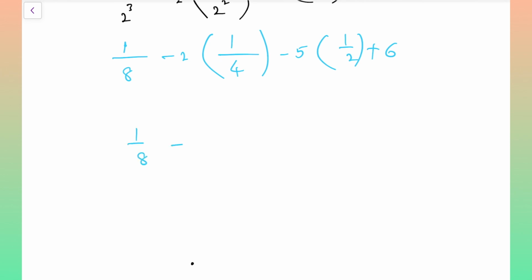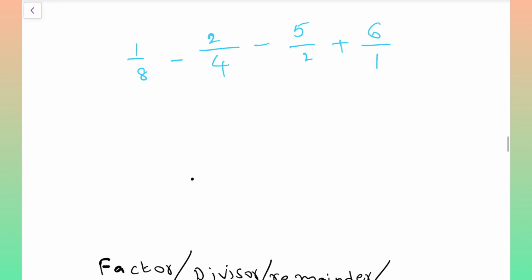1 by 8 minus 2 1s are 2 by 4 as usual, minus 5 1s are 5 by 2 as it is, plus last term is 6, right? That 6 I am writing as 6 by 1. Now if you observe this clearly, here all the denominators are different, so we need to find the LCM of those numbers. LCM of 8, 4, 2 and 1 is 8.